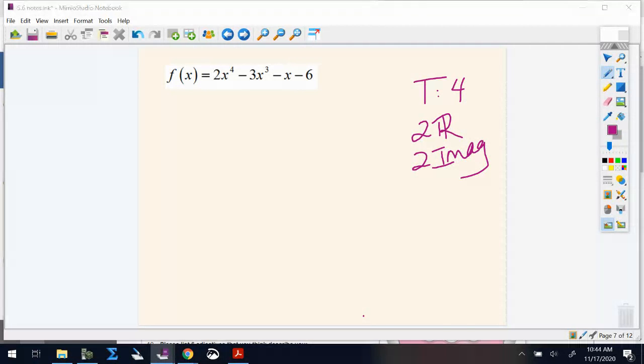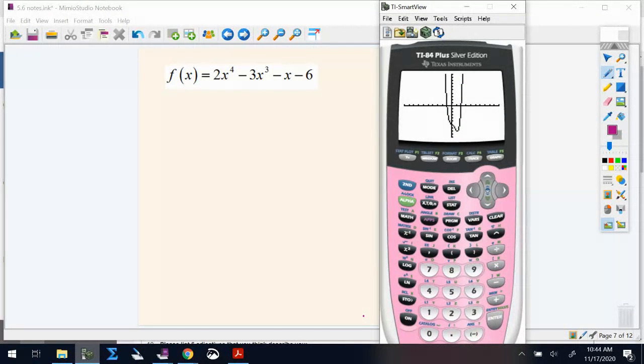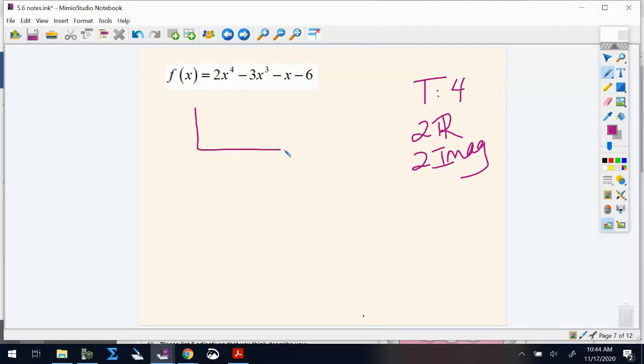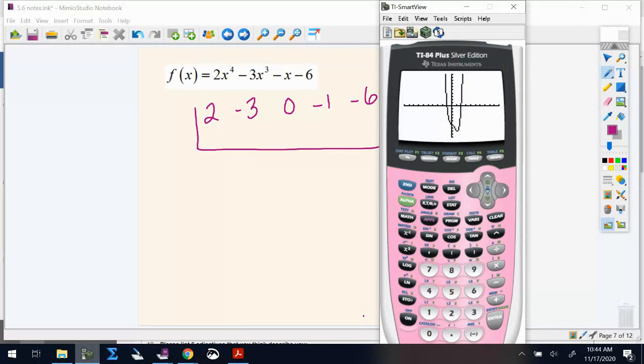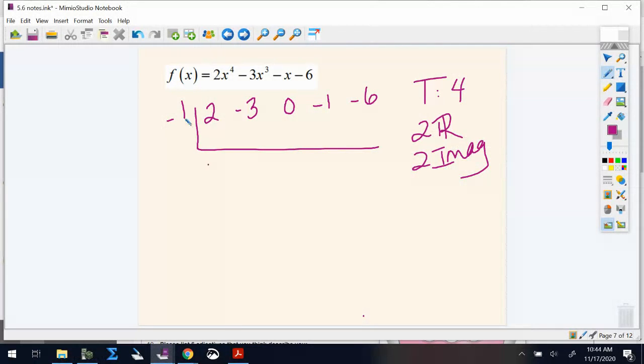My real look to happen at -1 and +2. So I'm going to set up my division. I am going to need a placeholder here. I have 2x to the 4th, -3x cubed. I have no x squareds. I have -1x, and I have -6. So I'm going to start with -1. Drop down, multiply, add, multiply, add, multiply, add, multiply, add.